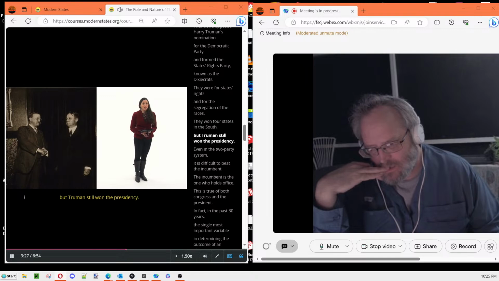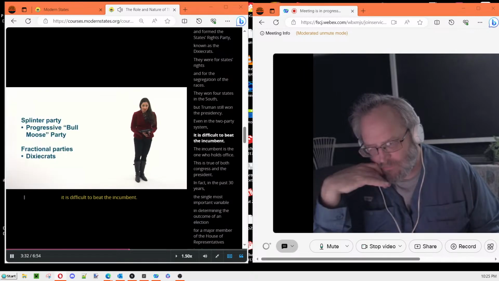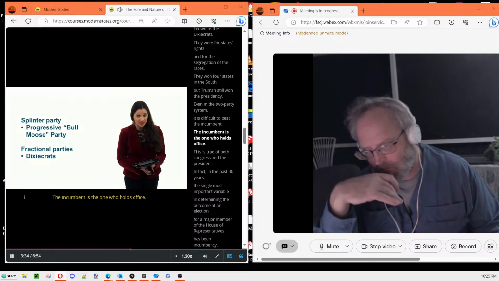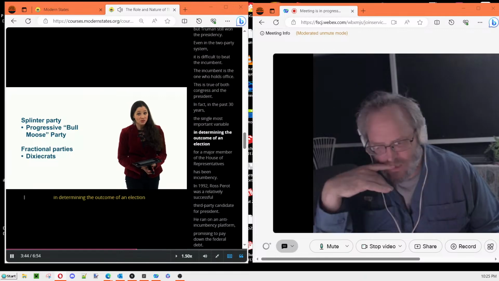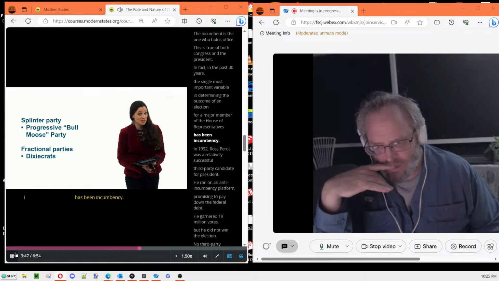Even in the two-party system, it is difficult to beat the incumbent. The incumbent is the one who holds office. This is true of both Congress and the president. In fact, in the past 30 years, the single most important variable in determining the outcome of an election for a member of the House of Representatives has been incumbency.